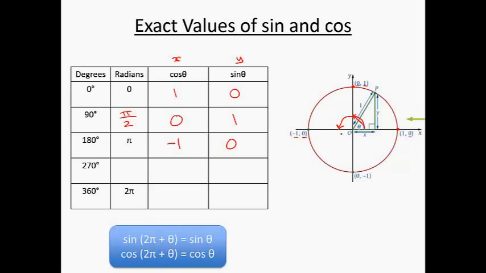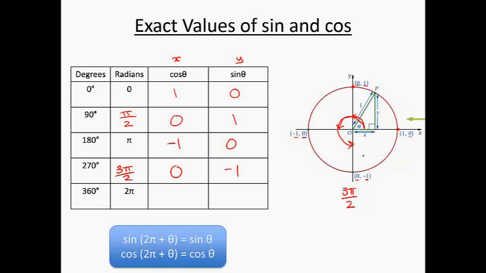Now 270 degrees is all the way down here. That's 270 degrees, or 3 pi over 2 radians. Oh, sorry, I'll write that in here. 3 pi over 2 radians, or 1.5 pi radians. So in this case, cos of 270 degrees is 0, and the sine of 270 degrees is -1.